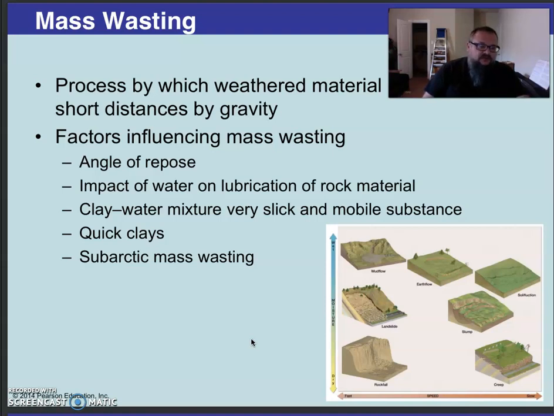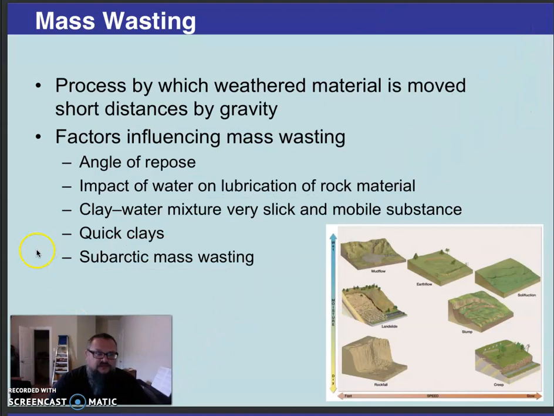So weathering is the first part of that process. Remember, that's where big rocks get broken down into smaller rocks. And then you have these broken down rocks that are just sitting there. Well, eventually something happens that causes those things to move. And it's that first movement, which is almost always caused by gravity, that we call mass wasting.